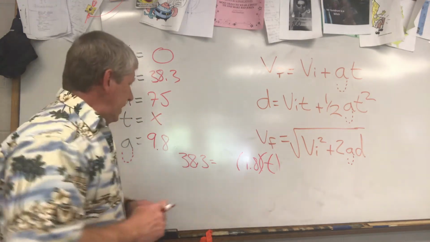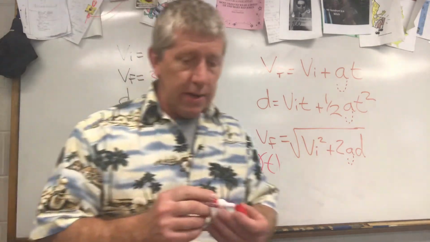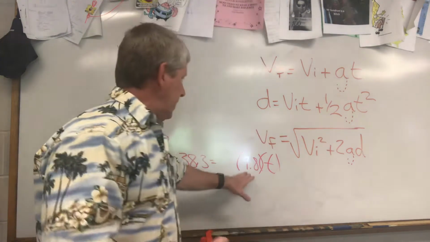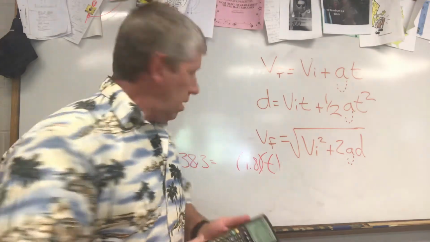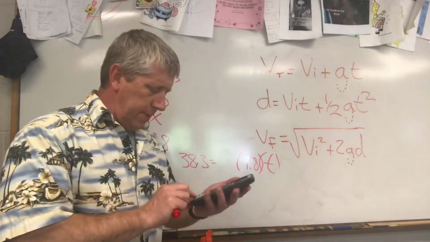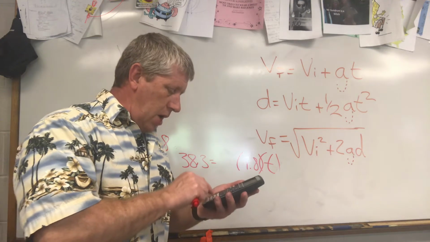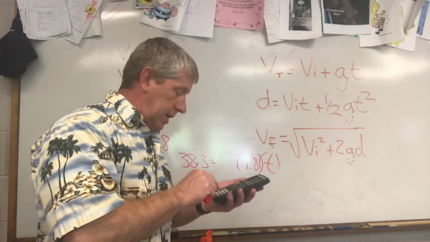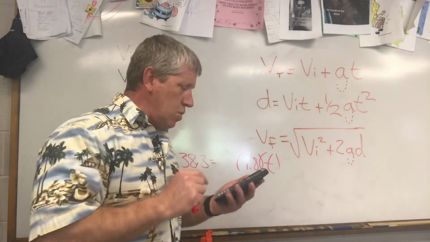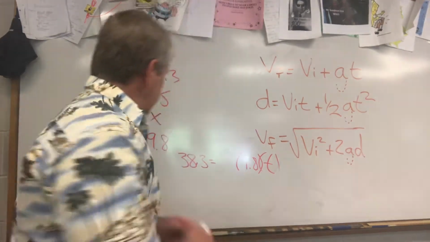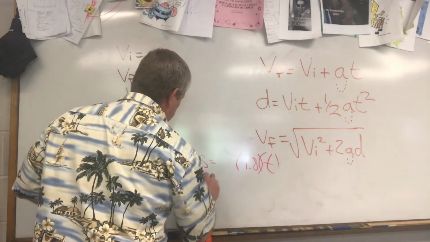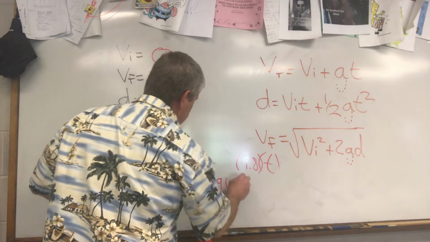38.3 divided by 9.8 is about 3.8 seconds, because if you use 9.8, you can kind of look at it as 10. So it's a little bit more than 3.8 seconds. But let's do the math. 38.3 divided by 9.8. Boom! 3.91 seconds. Time equals 3.91 seconds.